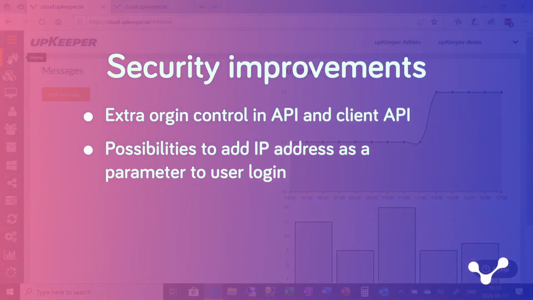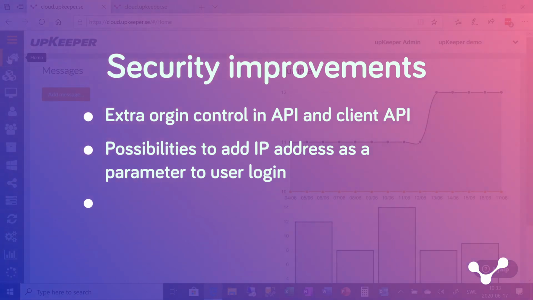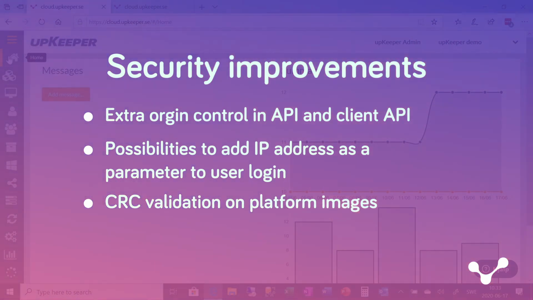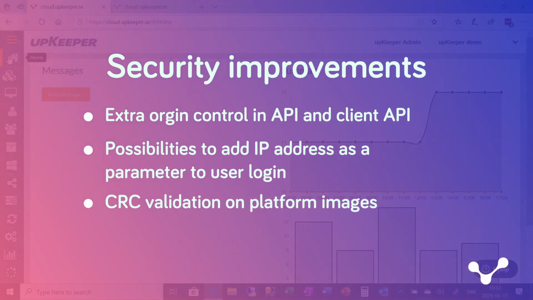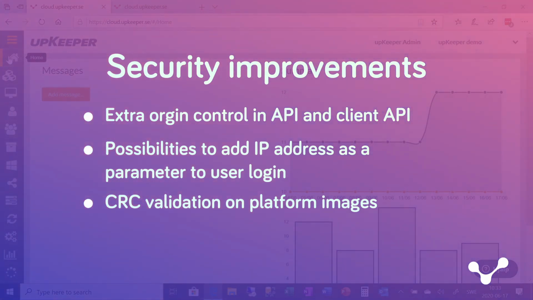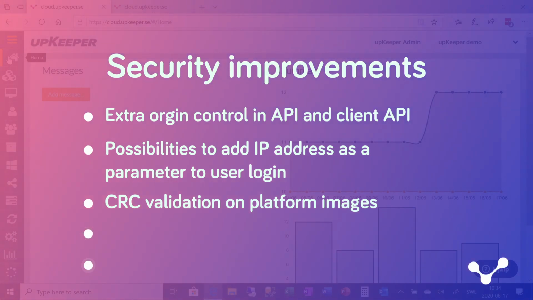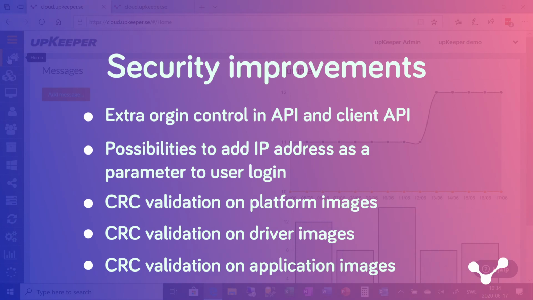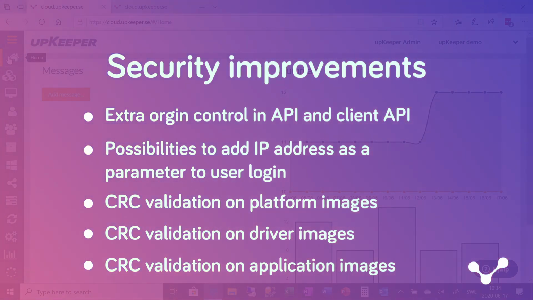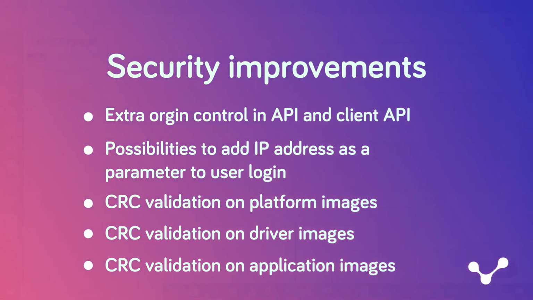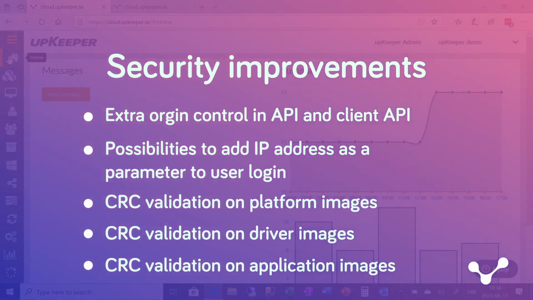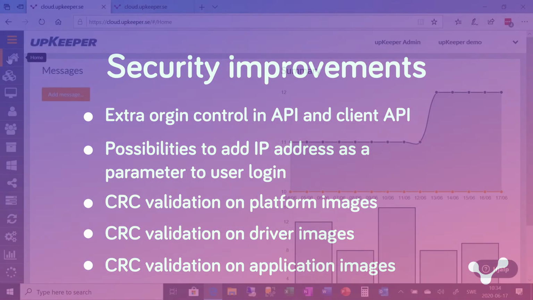We have also added more security and more checkups when it comes to image handling. If you have a platform that you are deploying to a computer, the computer will get information on which platform to use, and it will check if it's local or on a distribution point. If it's on the distribution point, it will download it. Before it uses this new image, it will check with the system that this is the correct image, so the validation numbers are correct. This is done with drivers and applications as well. Before an application is installed on a system, the system will check with the servers that this is the correct application version and that the image file is correct and not corrupt or in some way changed.